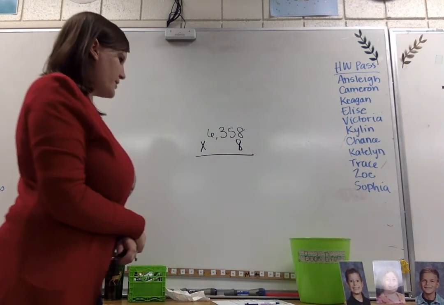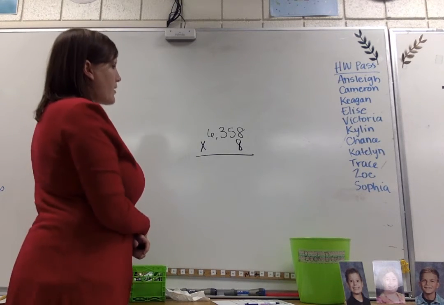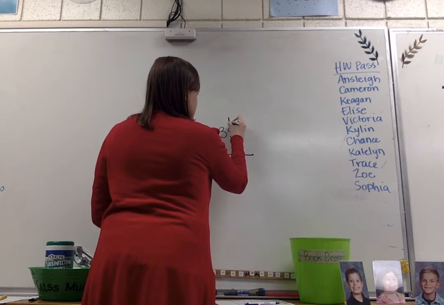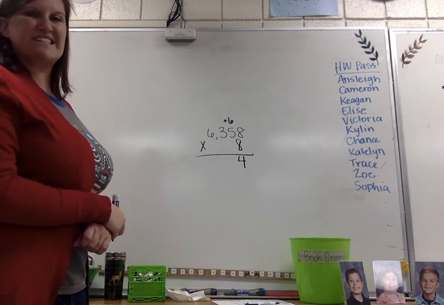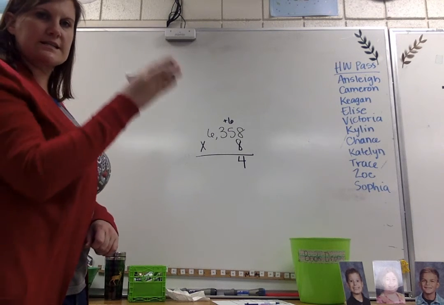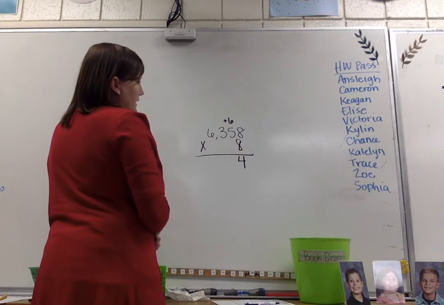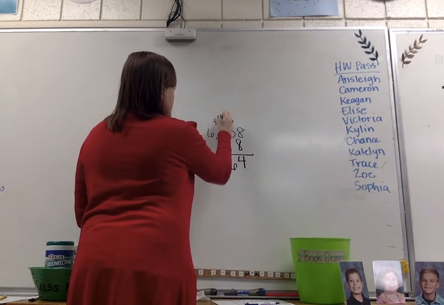All right, so you're going to multiply the ones place first. 8 times 8 is a product of 64. The 4 goes in the ones place. The 6 goes above the tens. Remember, the 6 goes above the tens because it's 64. So it's the 6 in the tens place. 5 times 8 is a product of 40 plus 6 equals 46. 6 goes in the tens place.